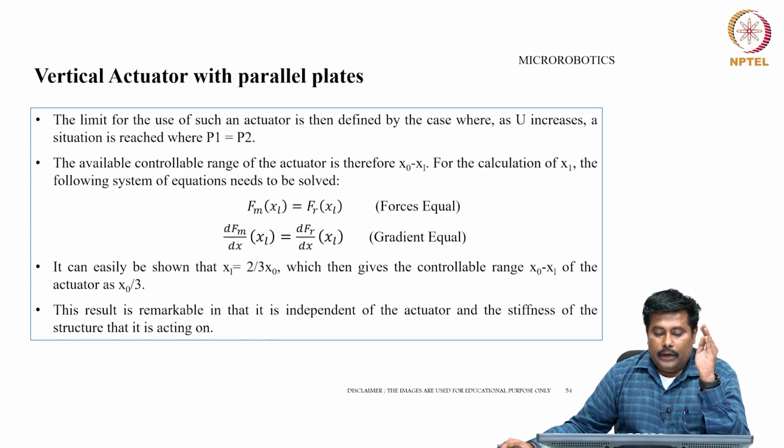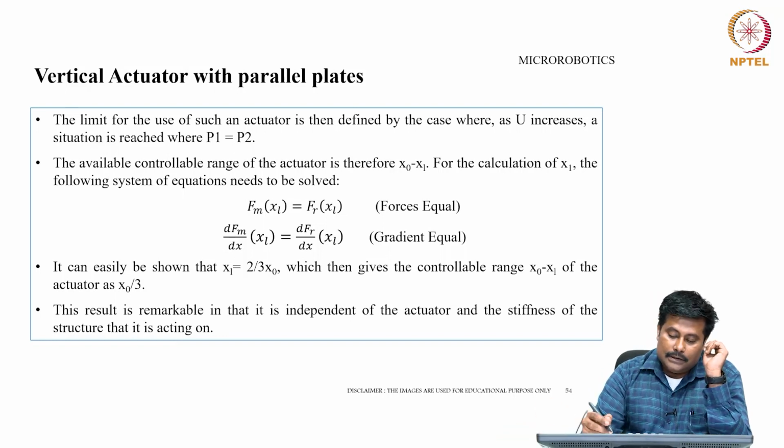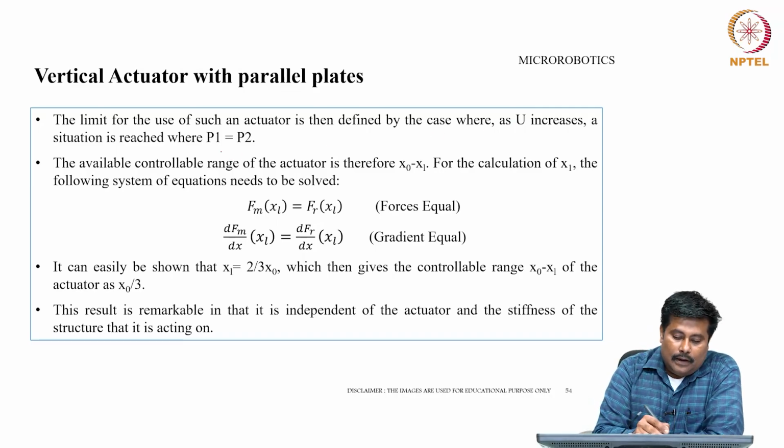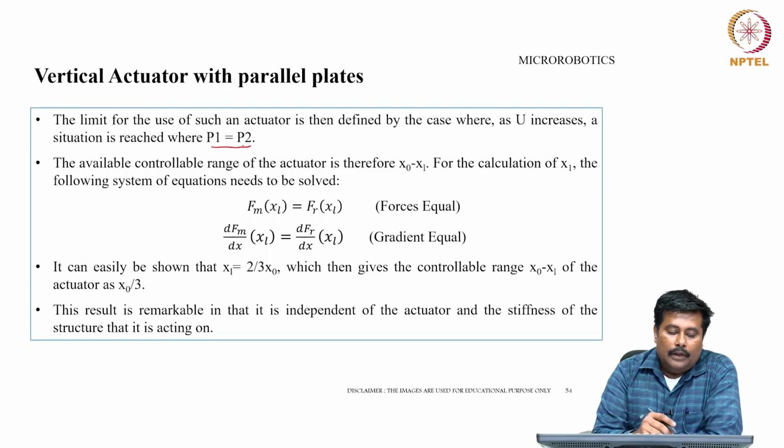So, when we try to consider the limit for the use of such an actuator, it is defined by the case where, as U increases, a situation is reached where P1 equals P2. The available controllable range of the actuator is therefore X0 X1.